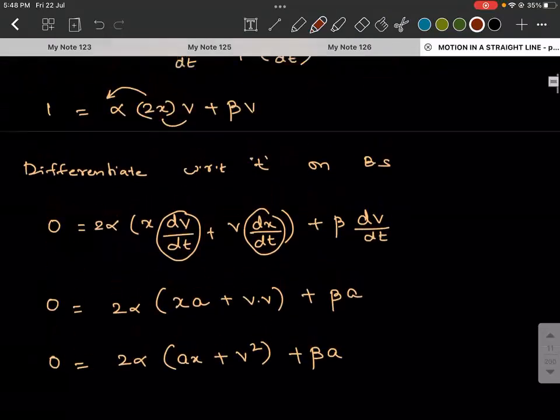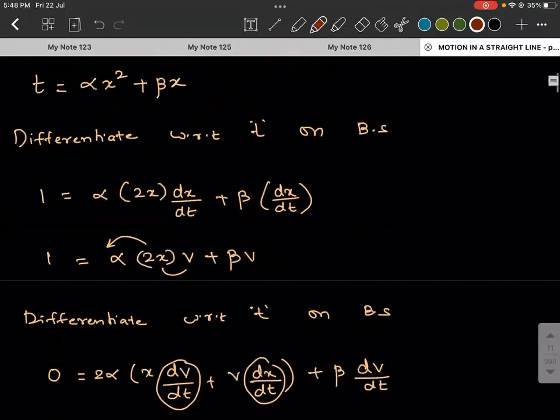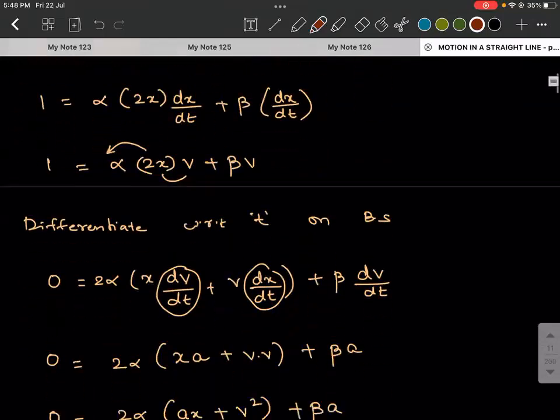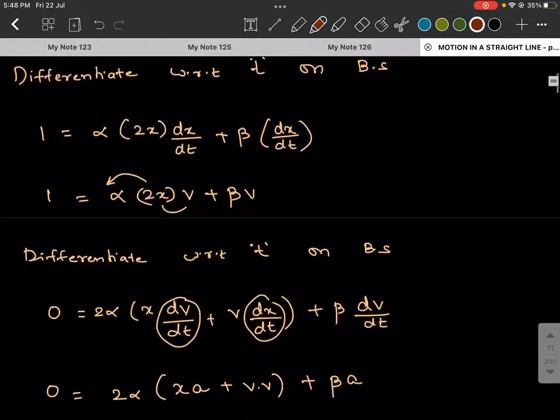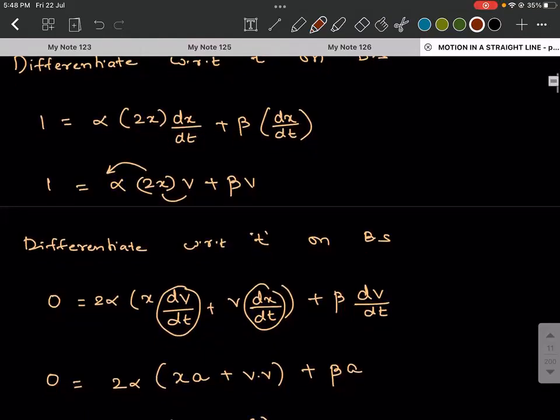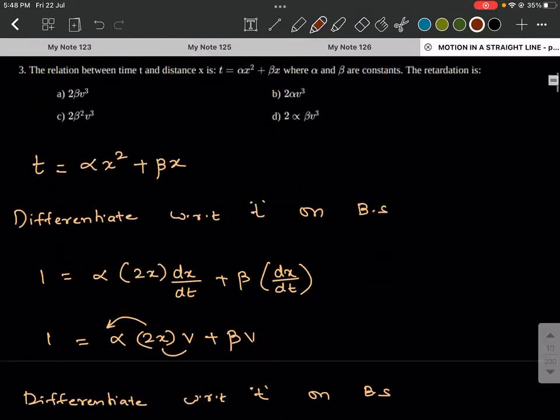Now the parameter that I need to eliminate is, I need to understand what is alpha into x or a into x for that matter. One minute. So I think there is something missing in the question. The relation between time and distance is given as t is equal to alpha x square plus beta x. Okay.